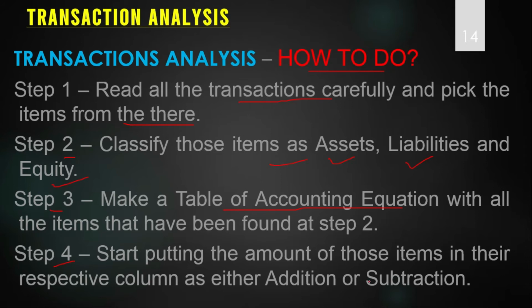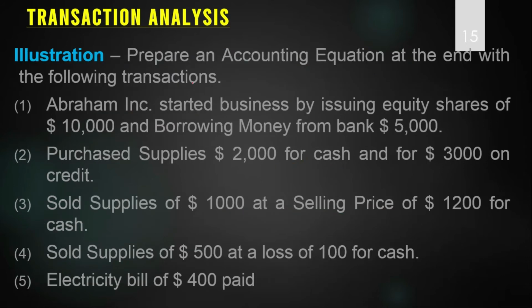So let us begin with one example. The example I have given here has 5 transactions, or there can be more than 5 transactions, but I have given it under 5 points. The first one is that Abraham Incorporation started a business by issuing equity shares of 10,000. So issuing equity shares means common stock. Okay, so one item is common stock.